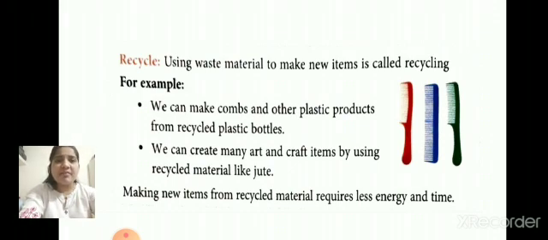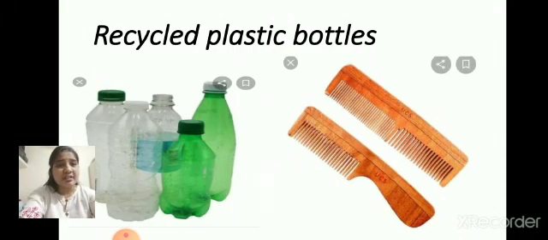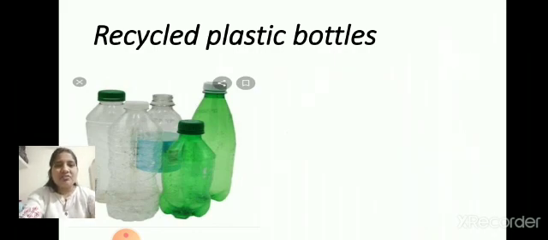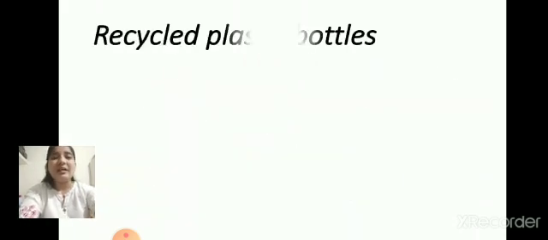For example, children, we can make combs and other plastic products from recycled plastic bottles. Yes, children, you can see in the picture, recycled plastic bottles. See, this plastic bottle which is not in use is a waste material. From that we can make a new comb. Yes, children, we can make a comb from it. So, understood, we can make combs and other plastic products from recycled plastic bottles.